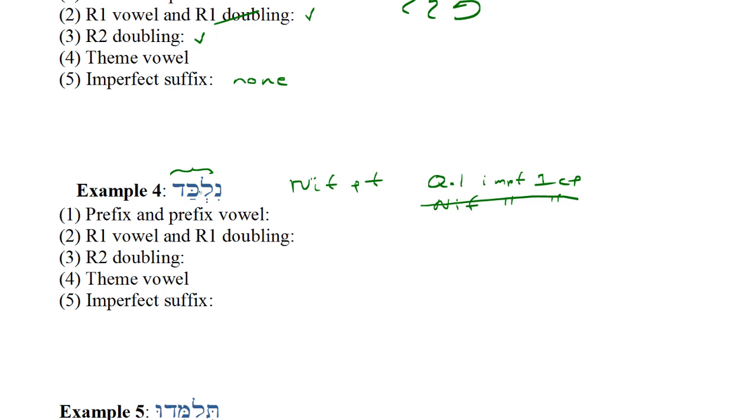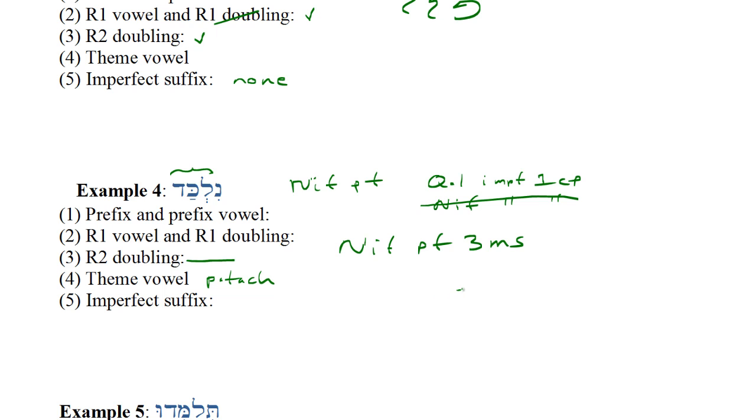We now check R2 doubling, and this is not a doubled letter. This is a begadkefat letter with a dagesh lene, so there's no doubling here. The theme vowel is patach. For a qal imperfect, we would expect to see a holam. We'd expect nilkod. There is no suffix, either imperfect or perfect suffix. And so, most likely we're looking at a nifal perfect 3ms. So here's a case where a nun with hirik prefix and R1 with silent shva can cause confusion between a qal imperfect first common plural and a nifal perfect third masculine singular.